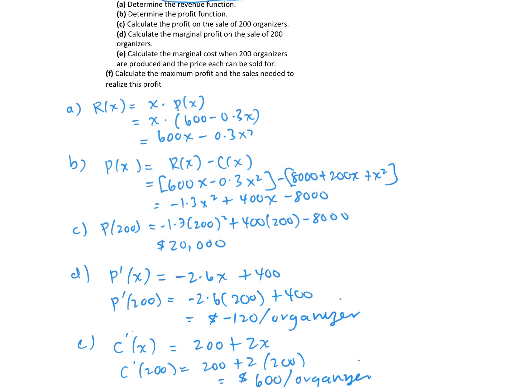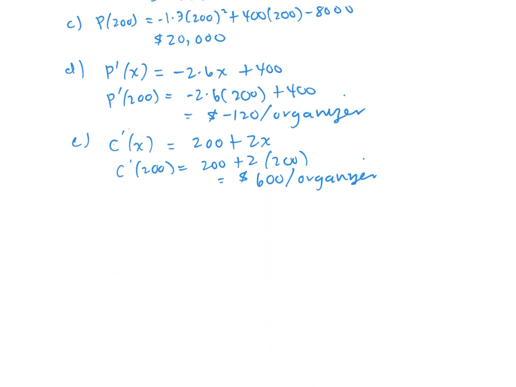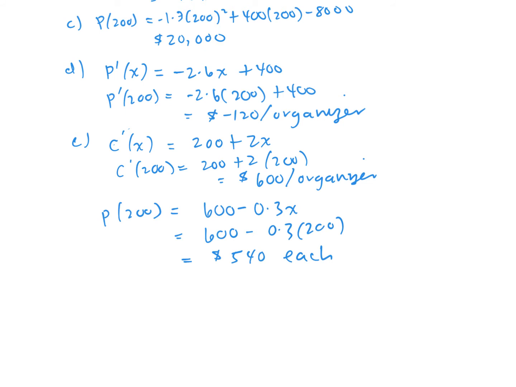And let's see, calculate the marginal cost when 200 are produced and the price each can be sold for. So the price is just the price equation at 200. The price equation was 600 minus 0.3x. So it's going to be 600 minus 0.3 times 200 organizers, and that works out to be $540 each. So we just use the price function for that.